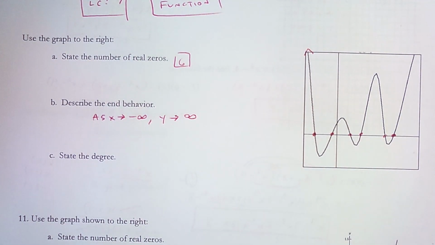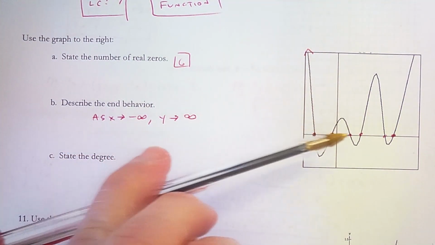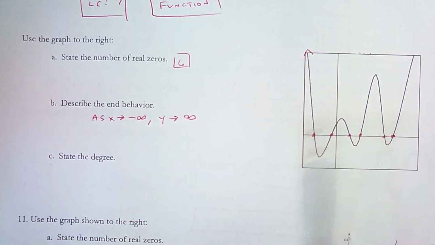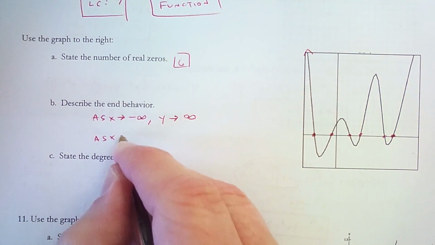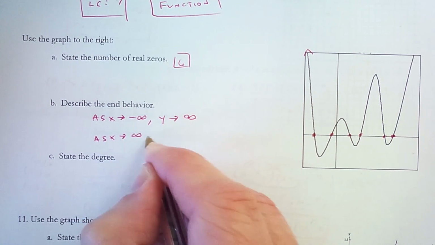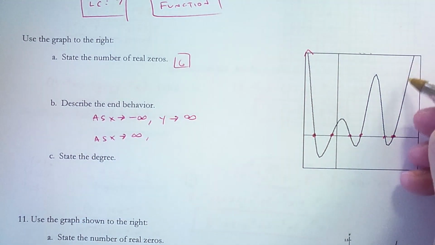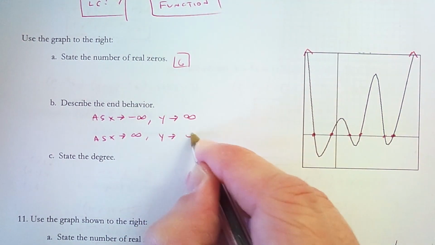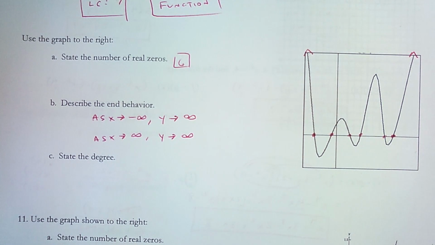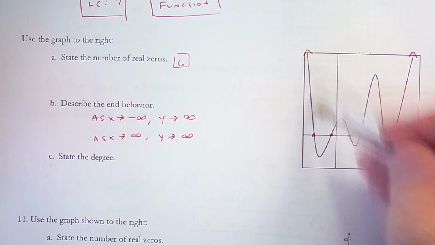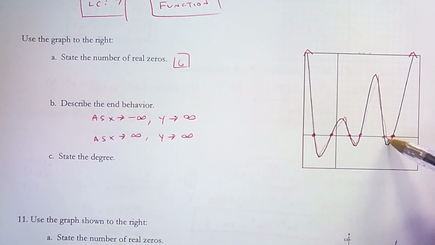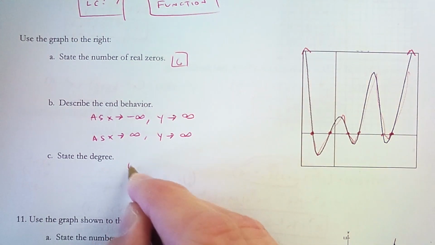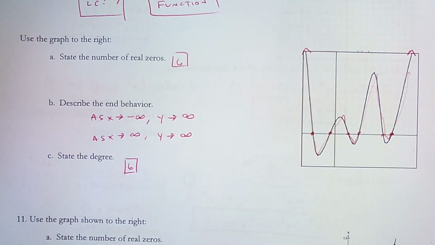Then we talk about what happens as the graph goes right. So as the graph moves this direction to the right, so we say as the x value is going toward infinity, what's the y value doing? The y value on the right side is also going up, so y is approaching infinity. Okay, now the degree. To find the degree, you can count 1, 2, 3, 4, 5, 6. The degree appears to be 6.